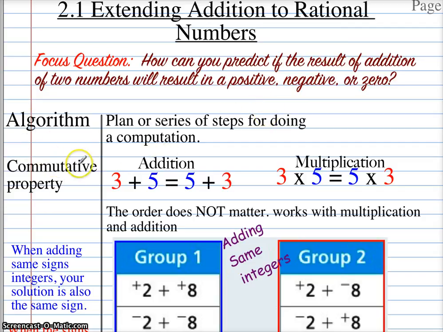The commutative property has two basic types. There's addition and there's multiplication. The order doesn't matter. 3 plus 5 is the same thing as 5 plus 3. It doesn't matter which order it's in, you still get the same answer. This is still 8 and that's still 8. Multiplication is much the same thing. It doesn't matter what order I multiply in. 3 times 5 is 5 times 3. They both equal 15, no matter which number comes first. So they call this the commutative property of addition and the commutative property of multiplication.